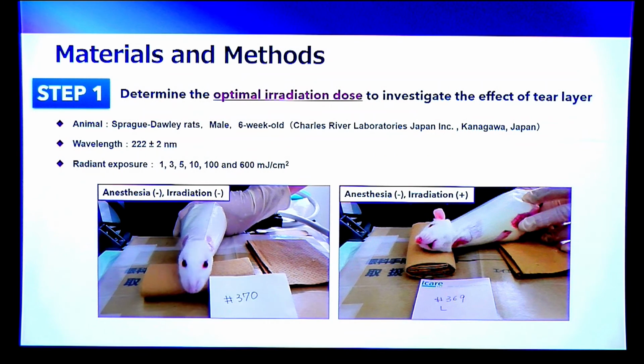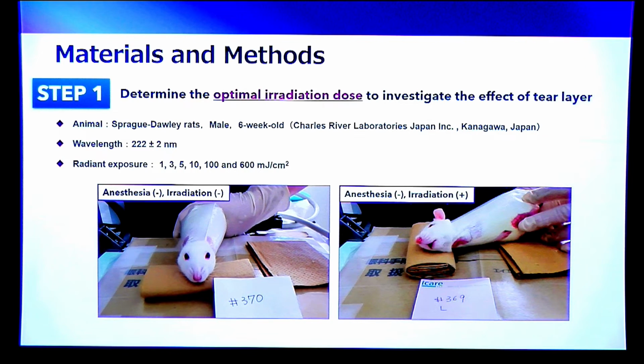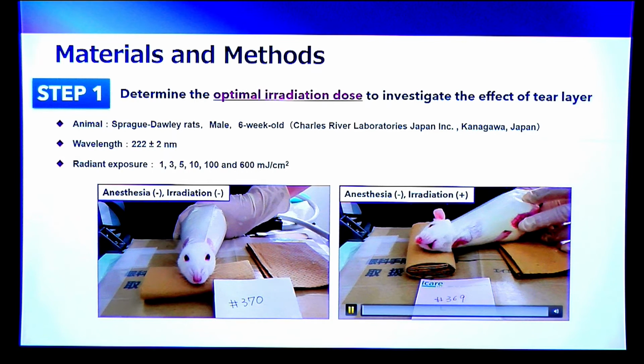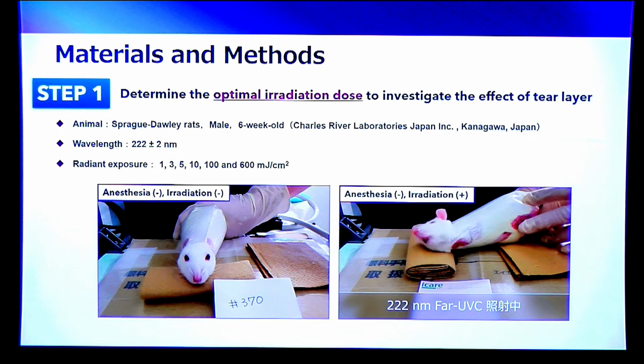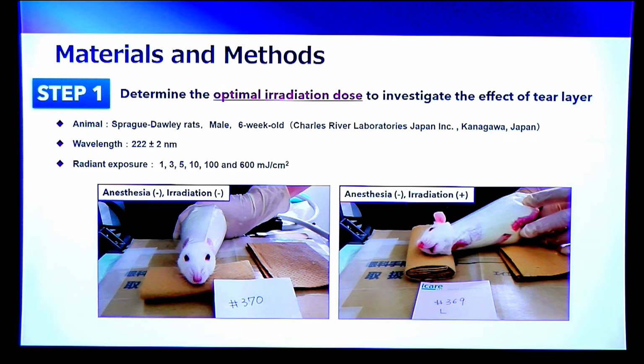So the left panel shows rats without irradiation. They were not anesthetized and were put in special holding boxes so that only the head was out of the bag. On the right side is a rat under irradiation without anesthesia. Far-UVC is irradiated as vertically as possible to the cornea. Regardless of irradiation, the rats rarely blinked.